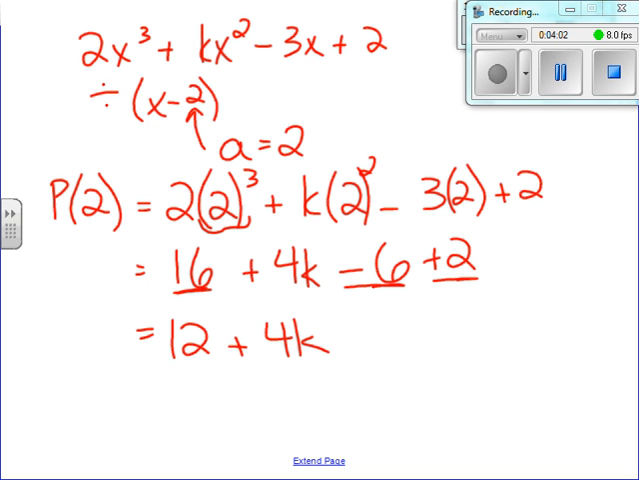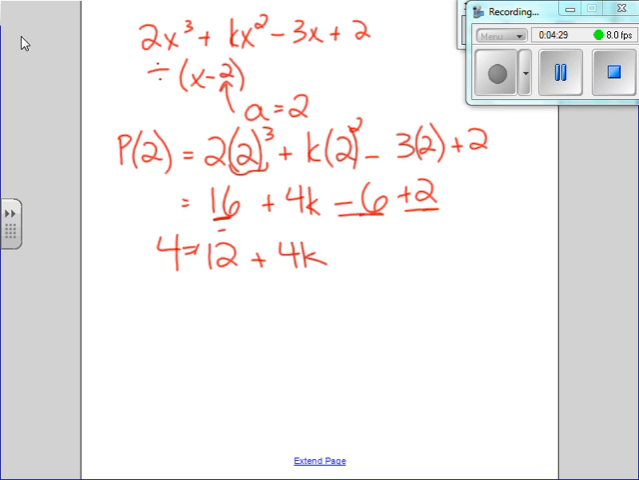Now, it's told me up above that the remainder was 4 when it was divided by x minus 2. Therefore, whatever this equals must actually equal 4, since that's what the remainder is. So I'm going to go ahead and put 4 in on this side so that I can start solving for k. Because k must be something such that this equation works. All right, so now it's just a lovely little simple algebra question.